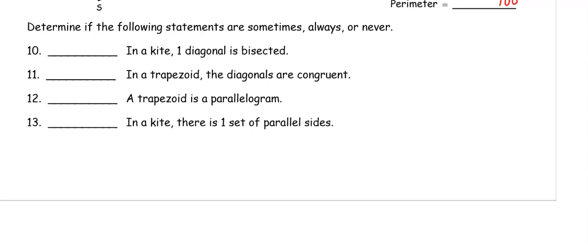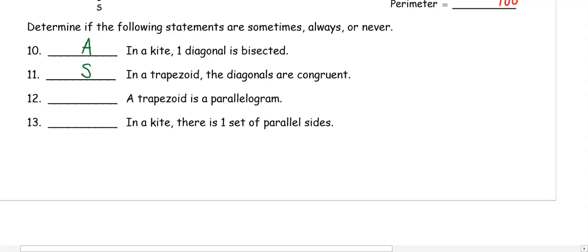The last part, we want to know sometimes, always, never in these questions. So in a kite, one diagonal is bisected. Well, this is a property because remember the shorter diagonal is bisected, so this is going to always be true. In a trapezoid, the diagonals are congruent. This only happens if we have an isosceles trapezoid, not just a regular trapezoid, so this is sometimes.